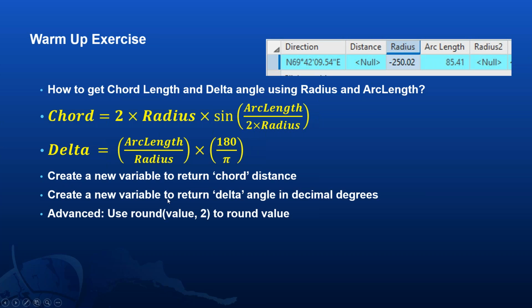And if you want to see that in degrees and not in radians, you multiply that by 180 divided by pi. So in this exercise, we are going to create a new variable to one time return the chord distance, and another time we'll return the delta angle. And if you have time, because you're too fast, you can try to use the round command to return, let's say, only 2 decimal places for the chord distance.